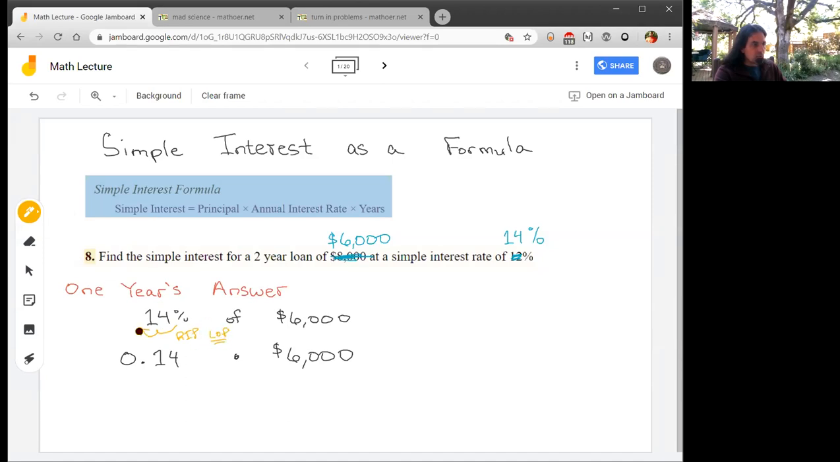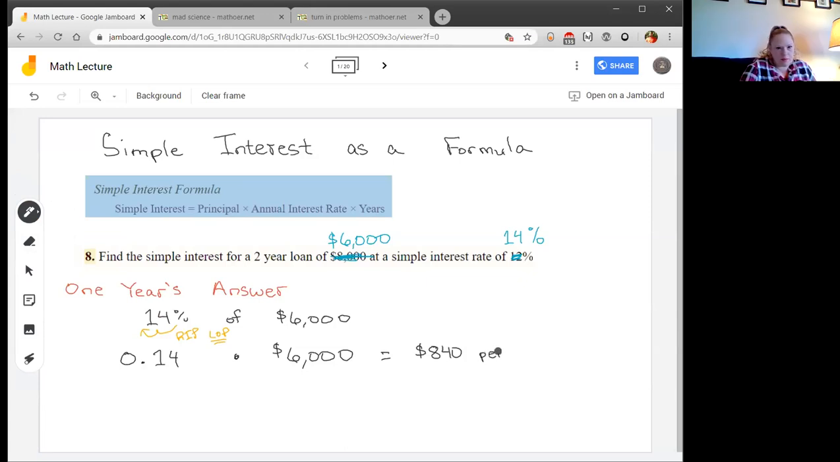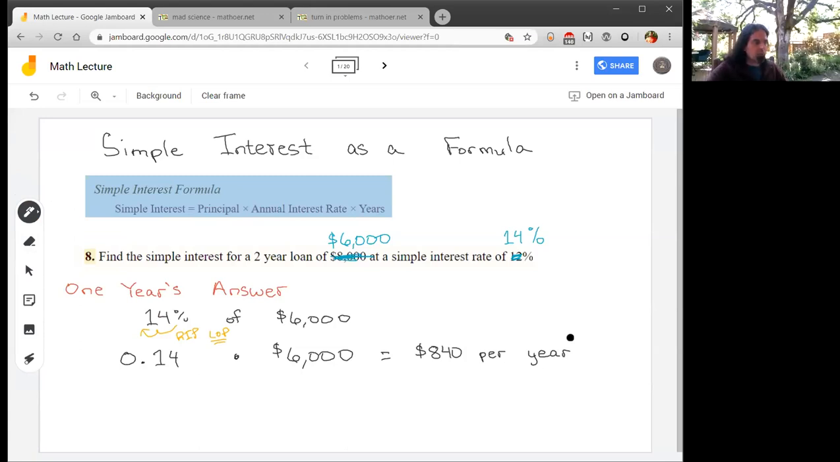So left out of percent. So 0.14 times 6,000, 840. I like seeing the Riplop because repeating stuff helps me. Okay, then I will keep doing it. So that's the 1 year answer.